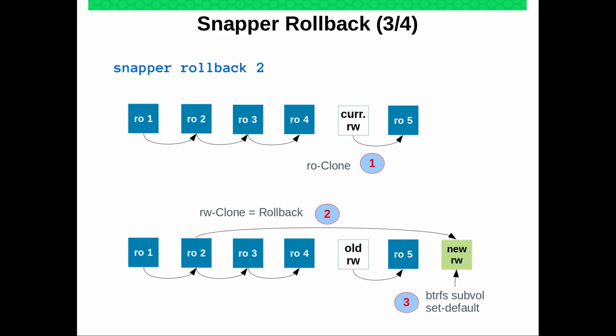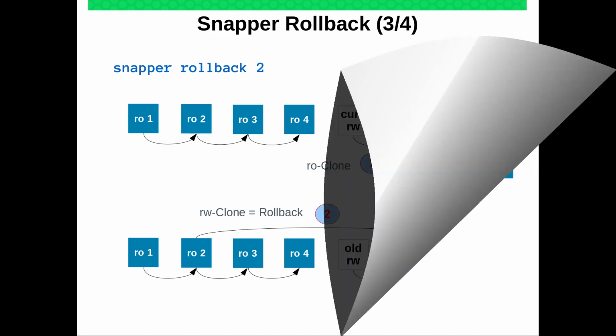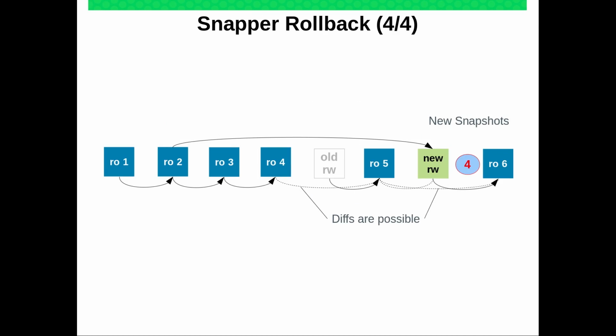We then do a new read-write clone based on the number that was given, number 2. The new read-write clone is then defined as the Btrfs subvolume default, so that the next time that we work with it, that's the subvolume that we'll be working with, that particular version. Then a new clone is created so that we've got a back out point from before the change and after the change as well, so we can recover to a certain point.